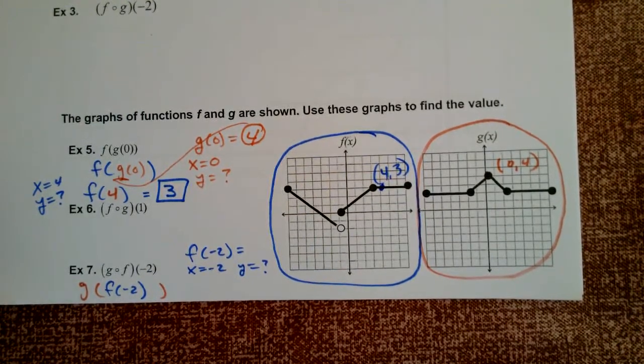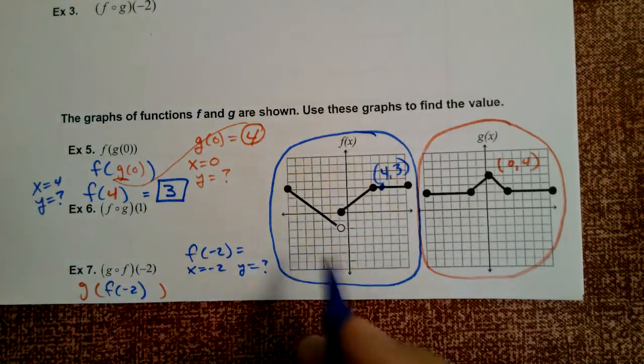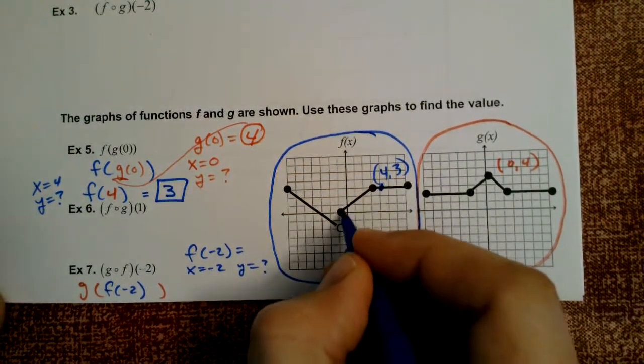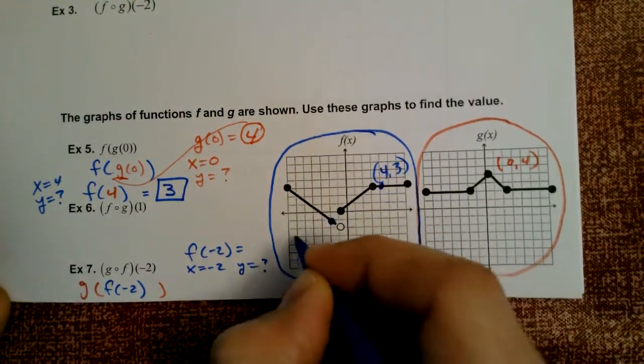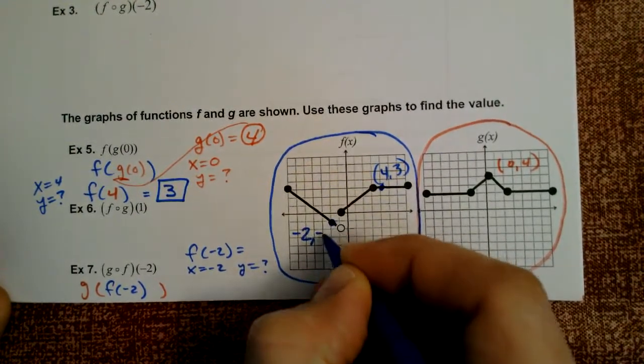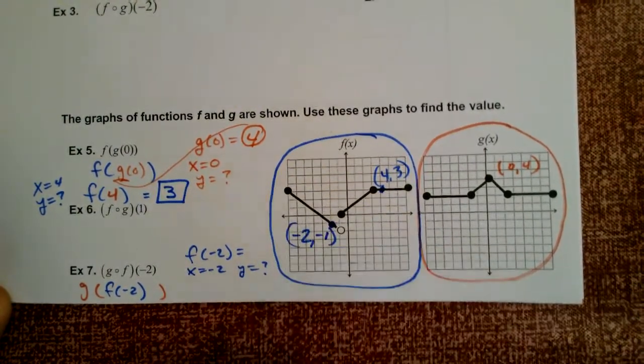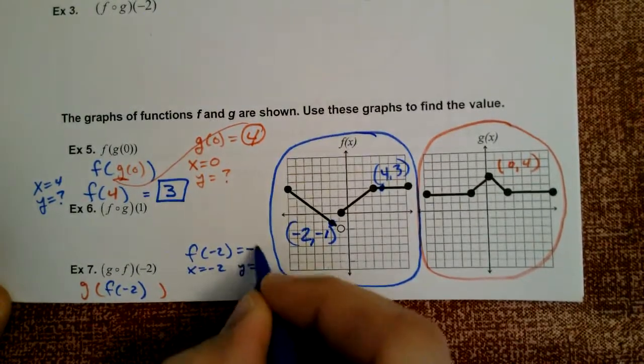Roderick, what do you think? David, what do you think? Joey D. We go to the blue one. So I count over 1, 2 to the left, and I go down to the graph, and there it is, right there. There's my treasure. My treasure is at -2, -1. So f of -2 is -1.